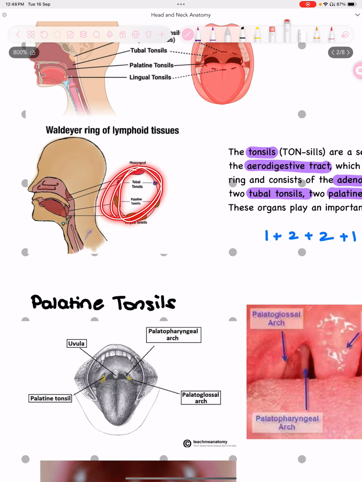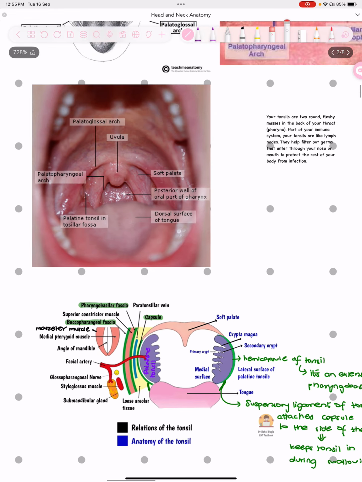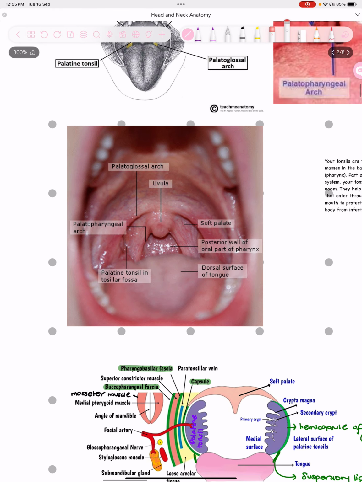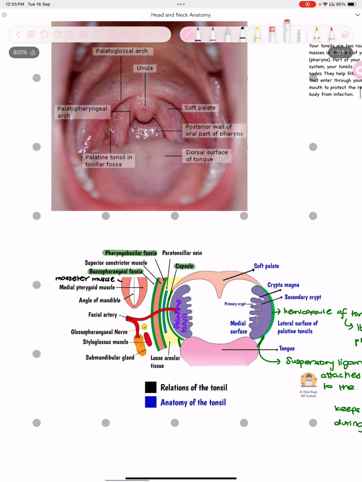Posteriorly and superiorly, you will find the pharyngeal tonsil. Laterally and superiorly, you will find the tubal tonsil. Inferiorly, you will find the lingual tonsil. Then I told you that the tonsil is basically bounded anteriorly by the palatoglossal arch, posteriorly by the palatopharyngeal arch. In the middle, you have the palatine tonsil, which is in the tonsillar fossa or palatine fossa, which is triangular in shape. Now, it has two surfaces, two borders, and two poles.